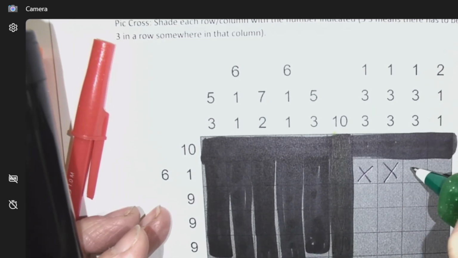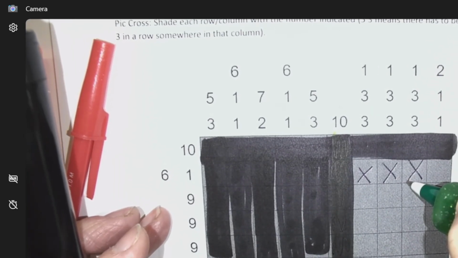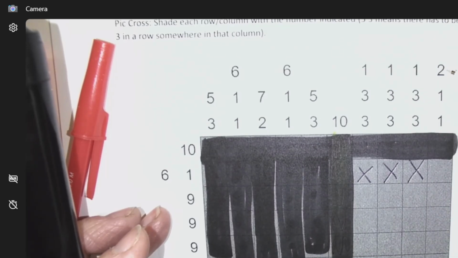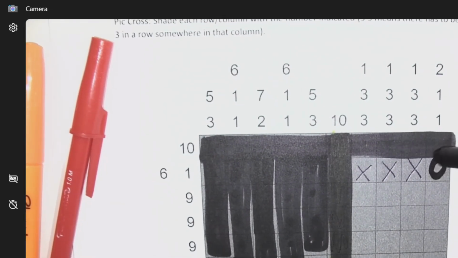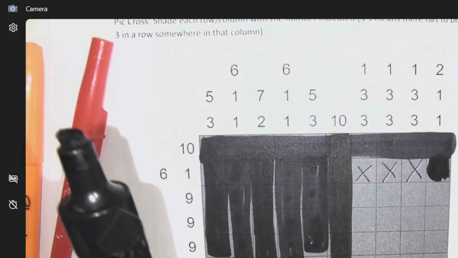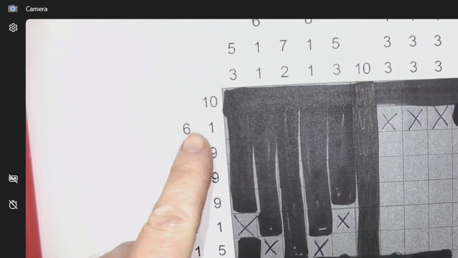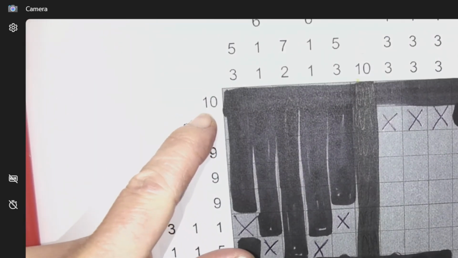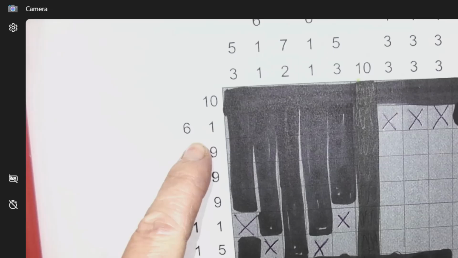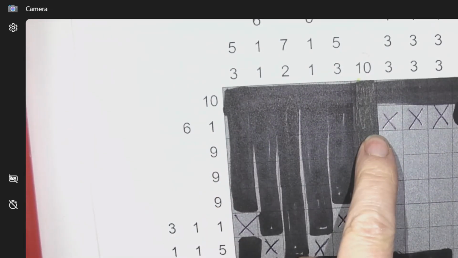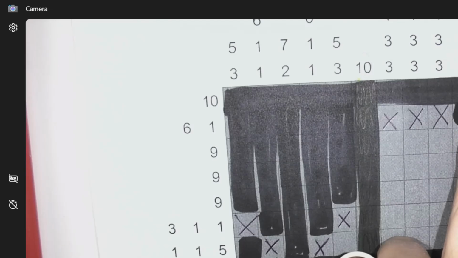This one says start with a 1. So now there's an X. This one says to start with a 2. So fill it in, then an X. Okay, let's go to the side here. This one's already done. We did 10. Look at this, it's already done. Because now it has 6 and then 1. 6 in a row, and then there's a 1 over here.